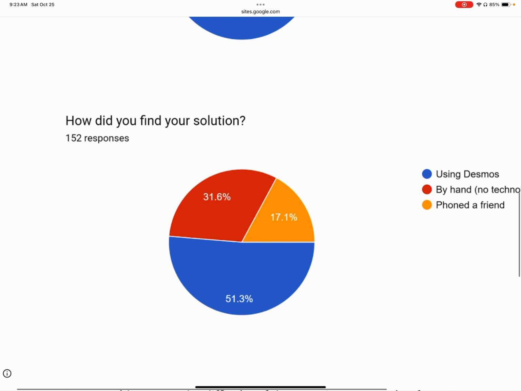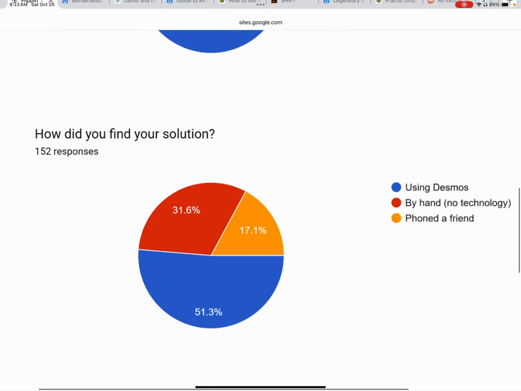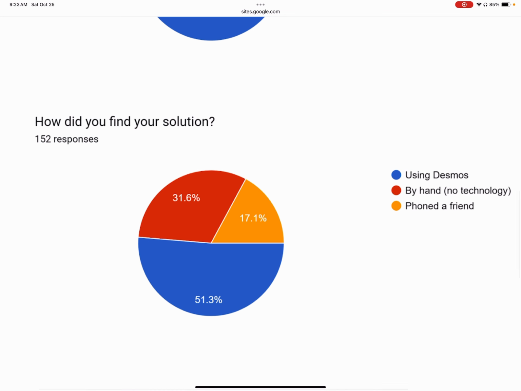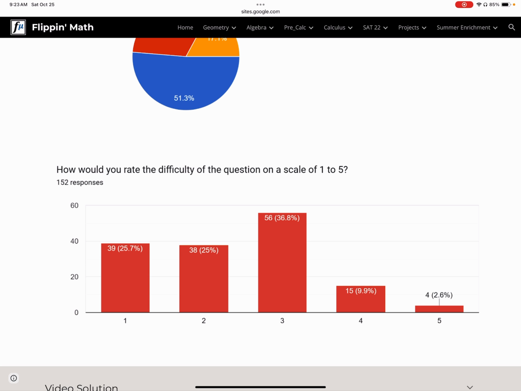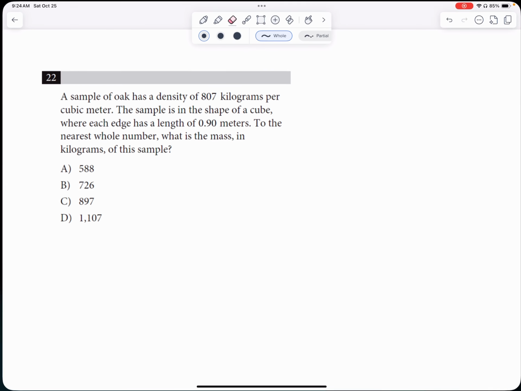We mostly used Desmos to get our answer, although almost a third of us just did it by hand. Crazy! All right, and then we thought that this was a medium, heavily skewed towards the easier side as far as SAT difficulty goes. All right, let's take a look at this solution.